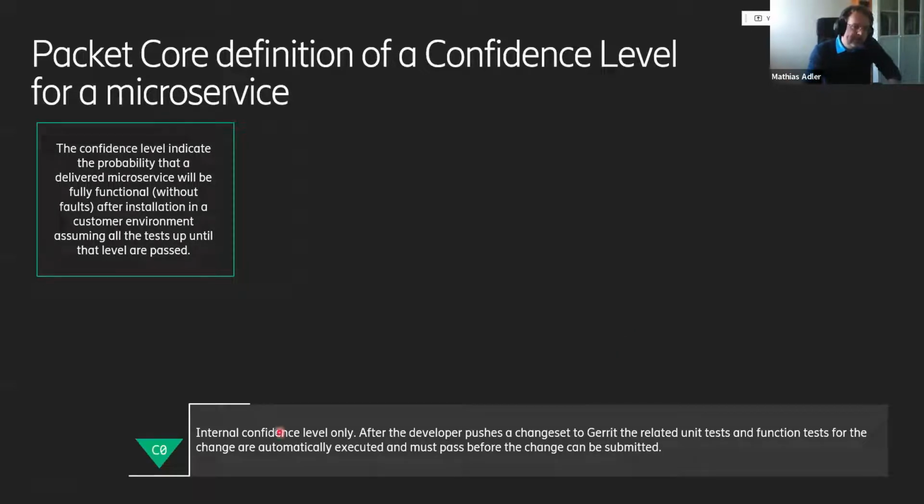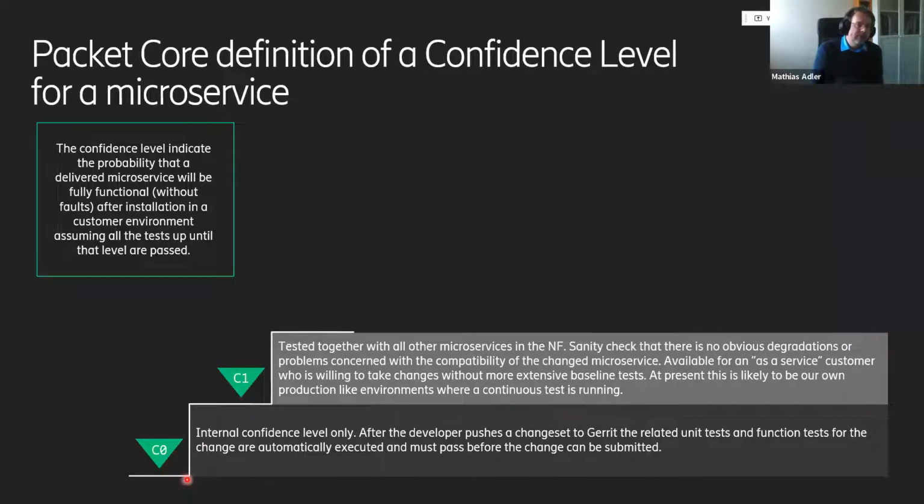The first one is the C0 level, meaning that in order to be able to deliver any code from the developer, all unit tests and functional tests must be passed. So it's a quite strict requirement. And then when that is done, you have passed confidence level 0 then. Next one is confidence level 1.